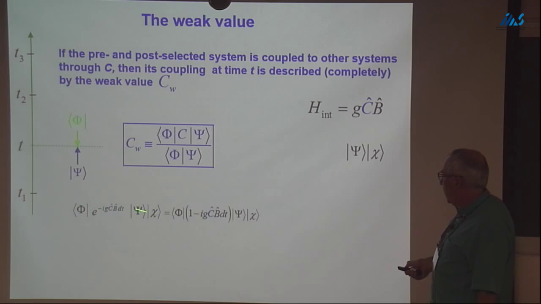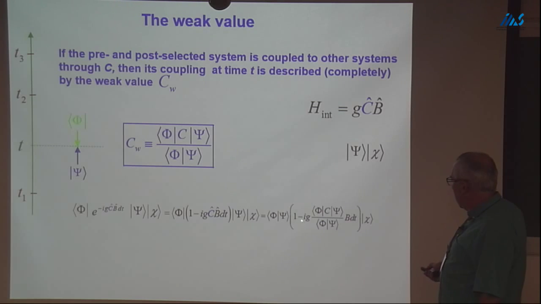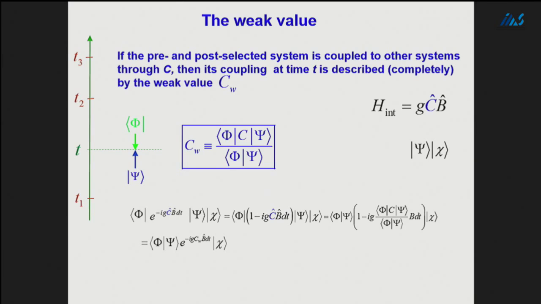Since dt is infinitesimally small, I can expand the exponent and write it in this way. Now the psi-phi scalar product I can take out, and then inside I get 1 minus ig, and you see the weak value. Again, dt is very small, so I put it back into the exponent, and I get something like this. I renormalize it.